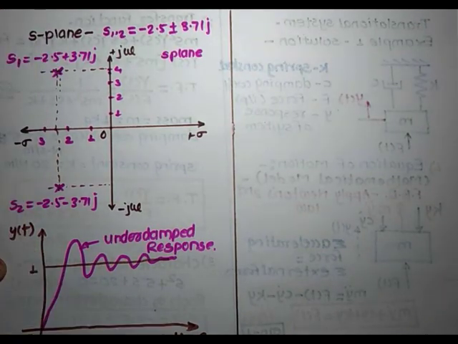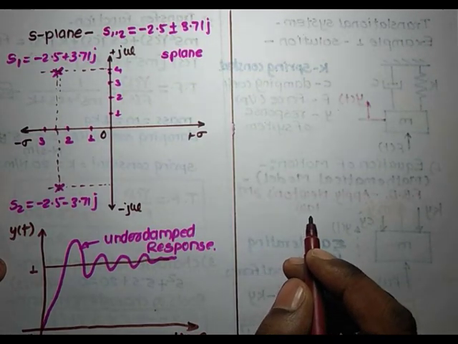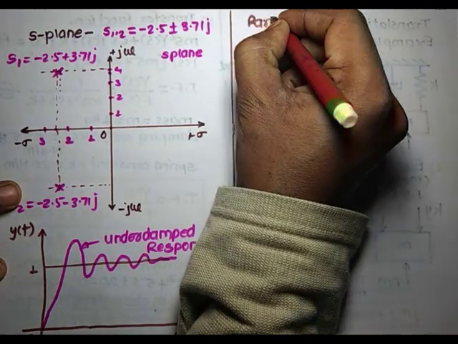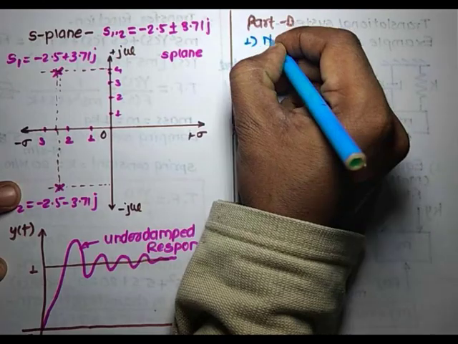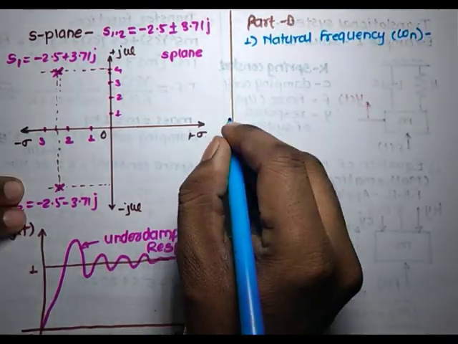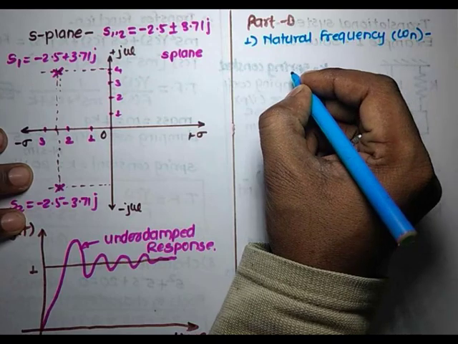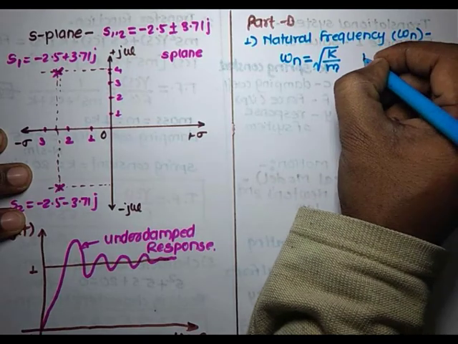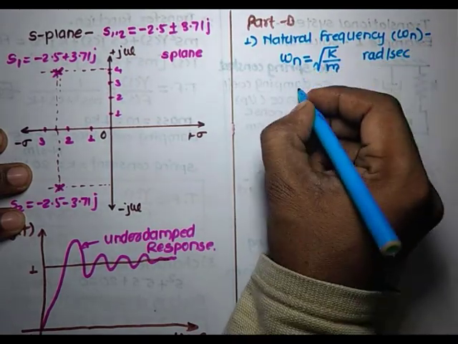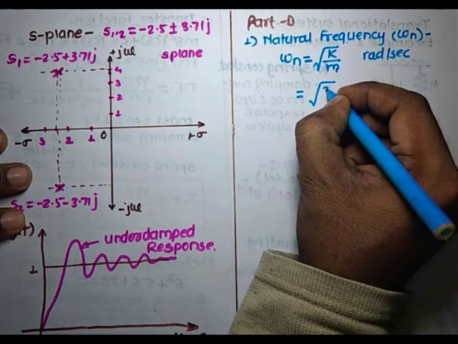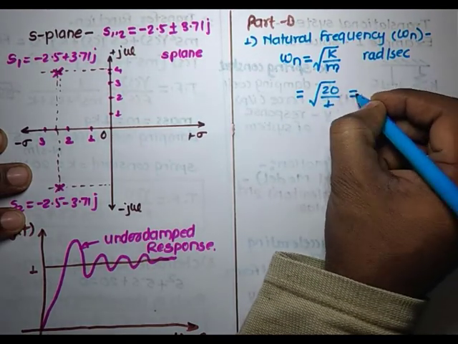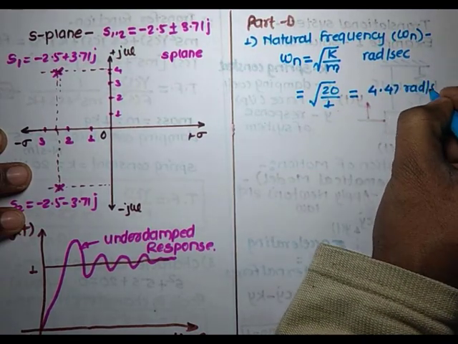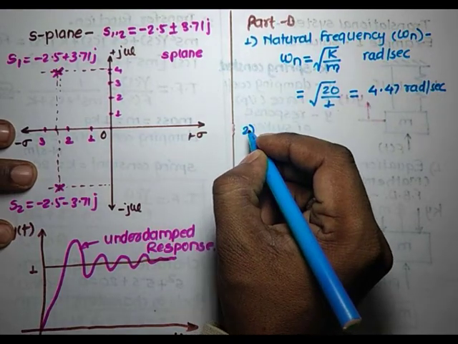Now let us solve the additional part, that is part B. In part B, first of all we have to determine the natural frequency, omega n. So how to determine the natural frequency? The formula is known to us: omega n is equal to under root k by m, and we'll get this in radian per second. We know that the value of k is equal to 20 and the mass is equal to 1. If you calculate this, you will get 4.47 radian per second.